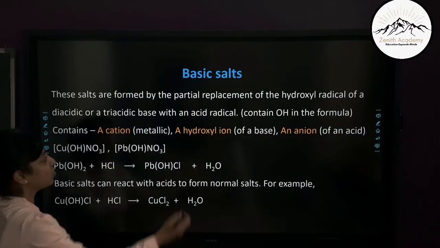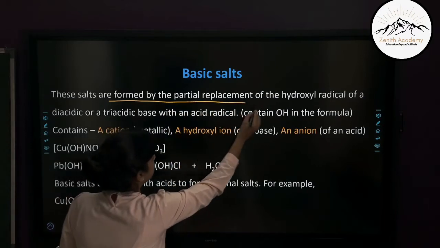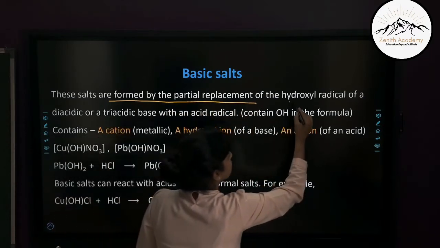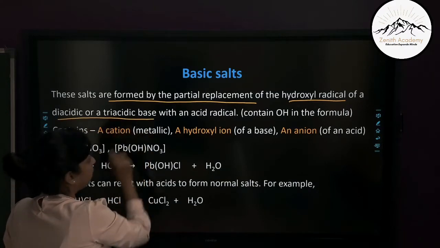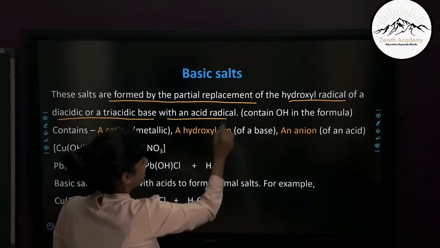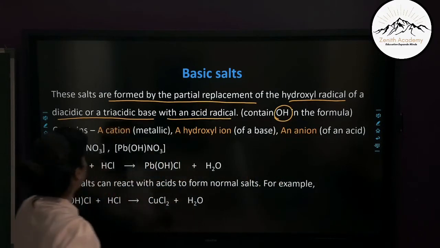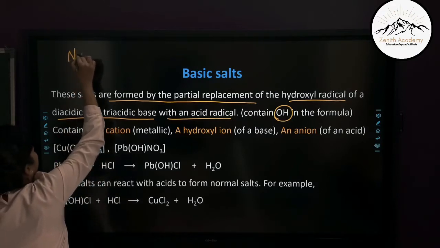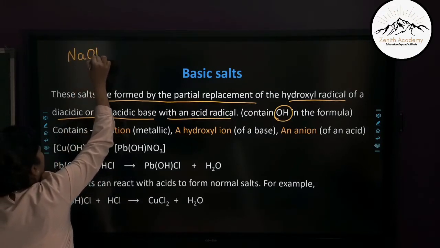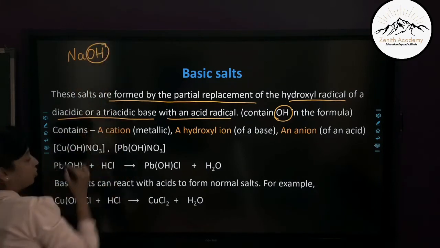Now students, let's talk about basic salts. So these salts are formed by the partial replacement of hydroxyl radical of diacidic or a triacidic base with an acid radical, and it contains OH in the formula. Now what is diacidic or triacidic base? See, sodium hydroxide, it is a monoacidic base because it has one replaceable OH. Okay.